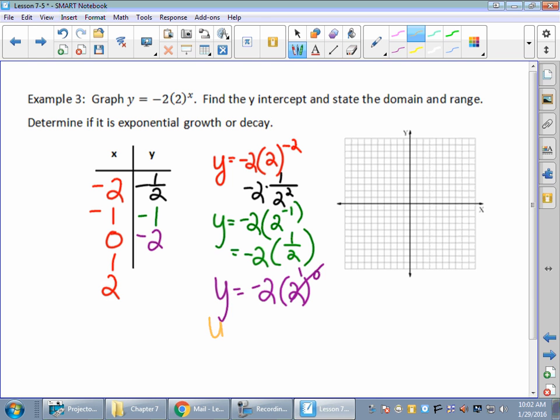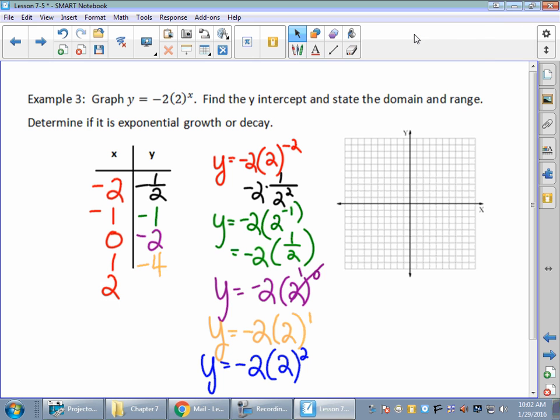Let's put in a 1. Negative 2 times 2 to the first power. So negative 2 times 2 is negative 4. And last one, put a 2 in for that exponent. So negative 2 times 2 squared. Well, 2 squared is 4, times negative 2 is negative 8. So let's get our ordered pairs on here and we'll finish this guy up.